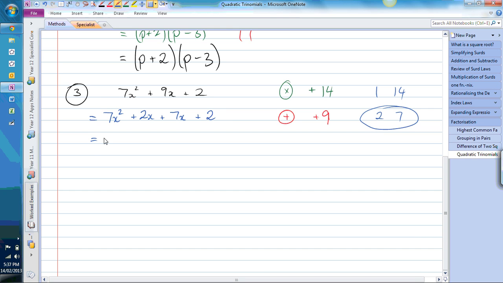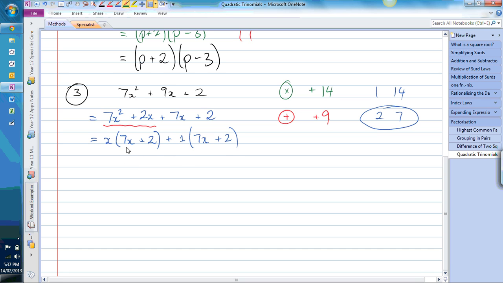Now, having a look here, what's the highest common factor of this first pair? Well, it's going to be just x. I'm left with a 7x plus 2. Looking at this second one, there's actually not really any common factor at all. I can always bring a 1 out though, because 1 times anything just keeps it the same.